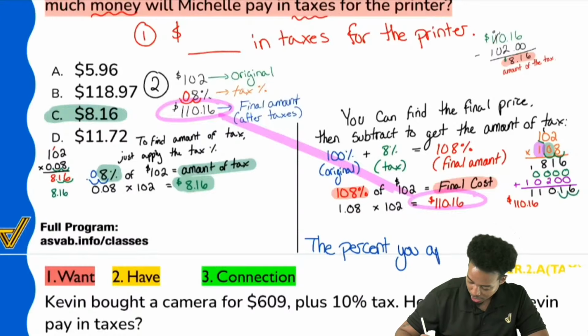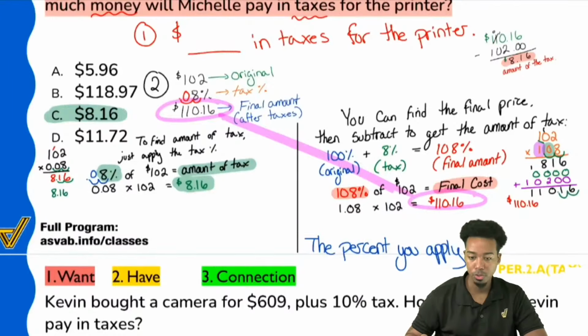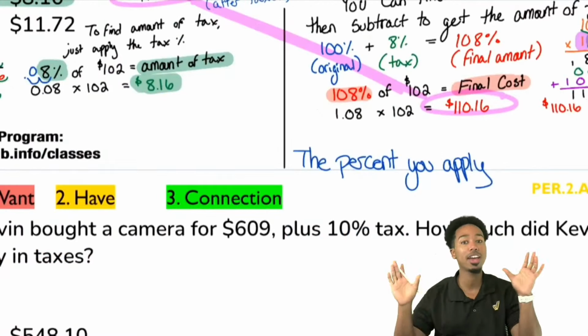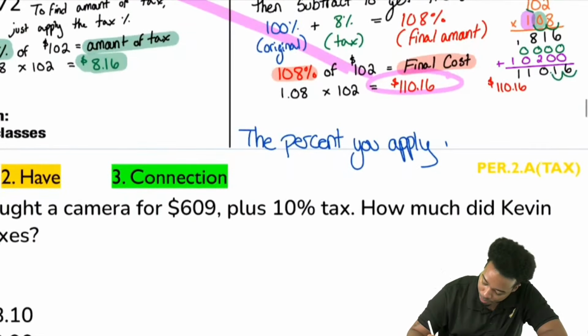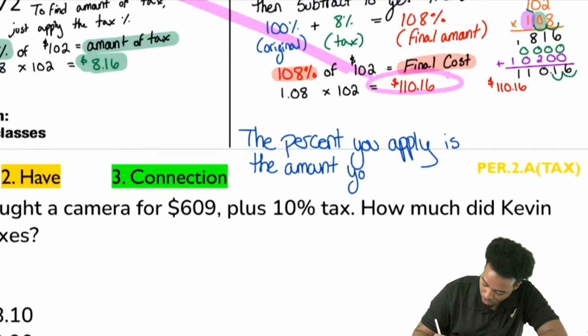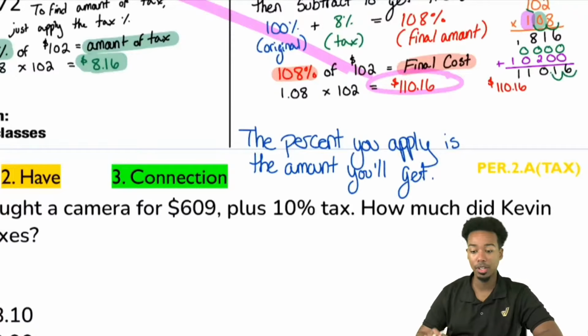The percent you apply. Let me scroll down one more time, but I'm going to zoom on out and get everything out of the way so you can take a picture here. So the percent you apply is the amount you'll get when you calculate. Again, this is all about calculating here, okay?